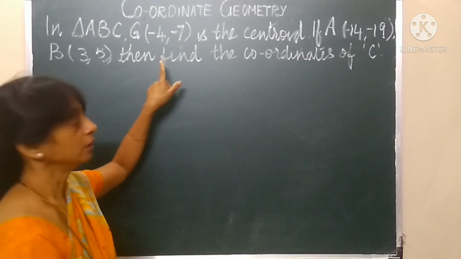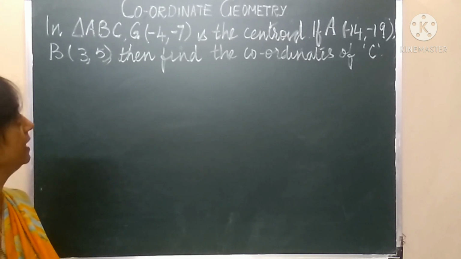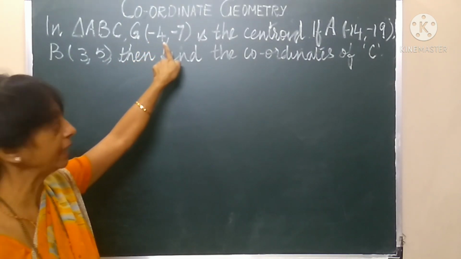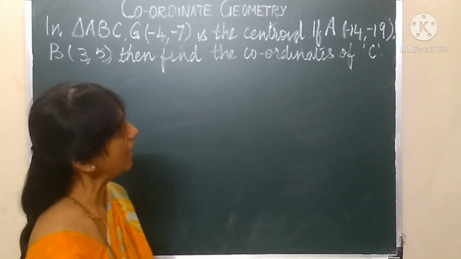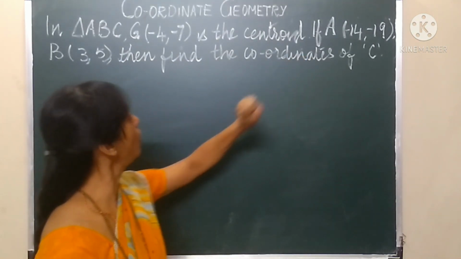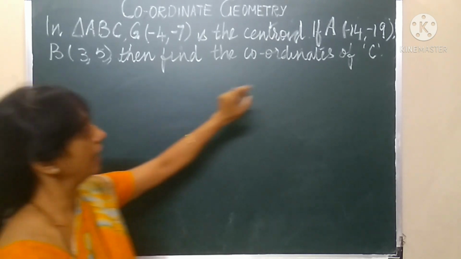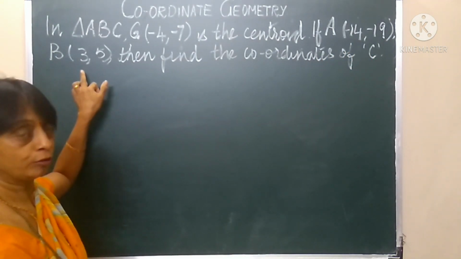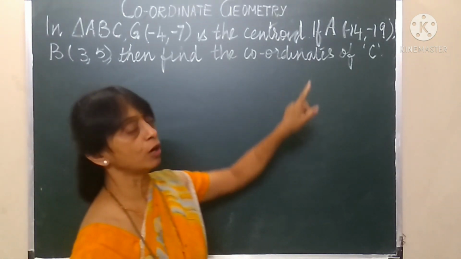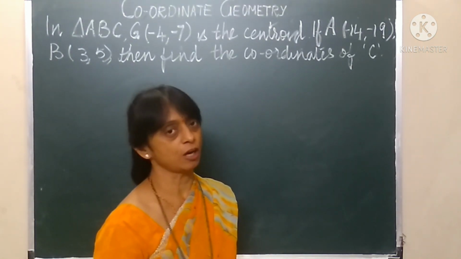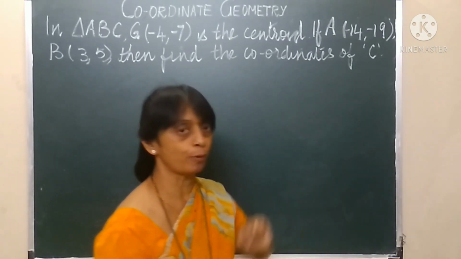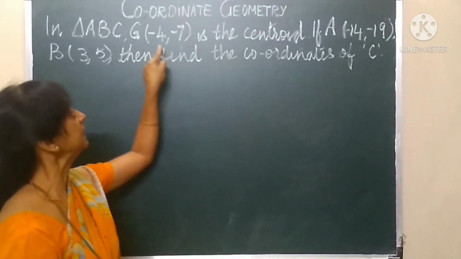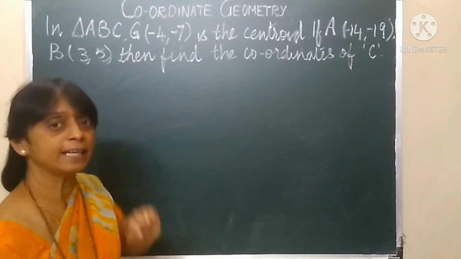Looking at the board, the question is: in triangle ABC, G, that is the centroid, has coordinates -4, -7, and the vertices A and B are given as A(-14, -19) and B(3, 5). We have to find the coordinates of the third vertex of the triangle ABC, that is point C. Now, to recall, how do you get the coordinates of the centroid?